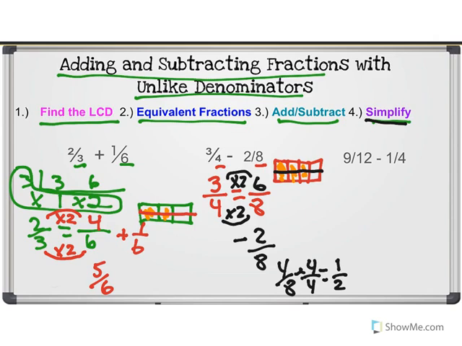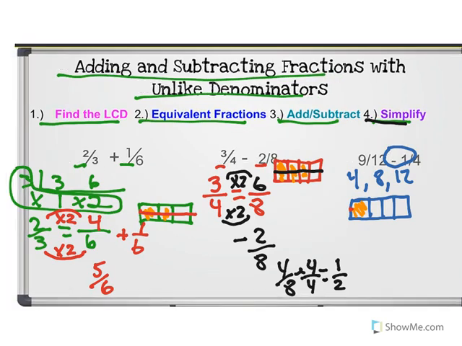In our last problem here, we have 9/12 minus 1/4. Now, I know that a multiple of 4 is, you got it, 4, 8, 12. So I only need to write an equivalent fraction for 1/4. Again, if I want to draw a model, I can see that 1 out of 4 is shaded in, and I can make it into 12ths by making 3 parts here.